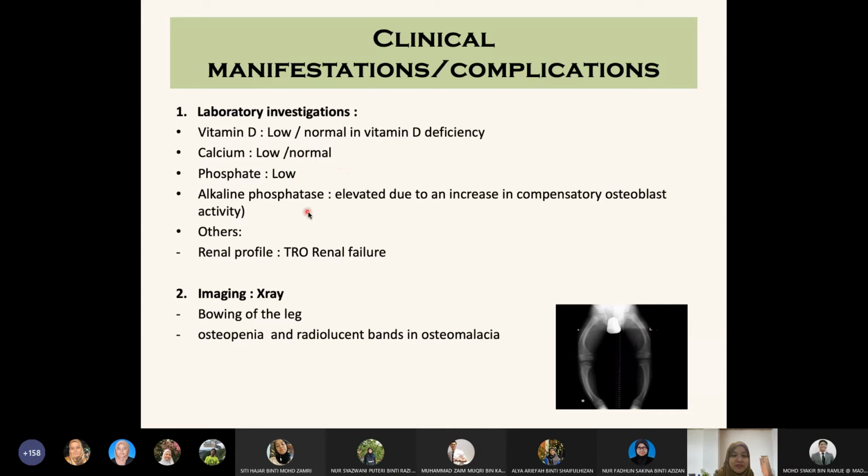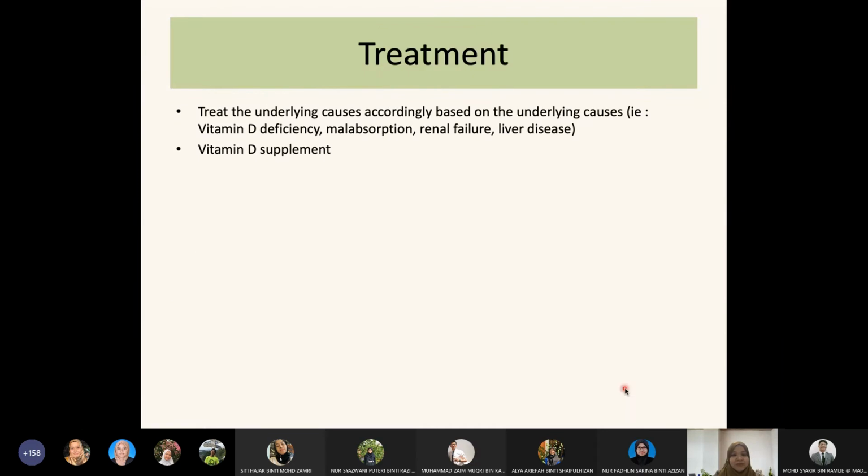And the alkaline phosphatase, I've mentioned before, is secreted by the osteoblasts. Because of the increased compensatory osteoblast activity, the alkaline phosphatase will be elevated in those with rickets and osteomalacia. And other tests are just to rule out vitamin D metabolism derangement. And for the X-ray, they can have bowing of the legs and other features like I've shown before.